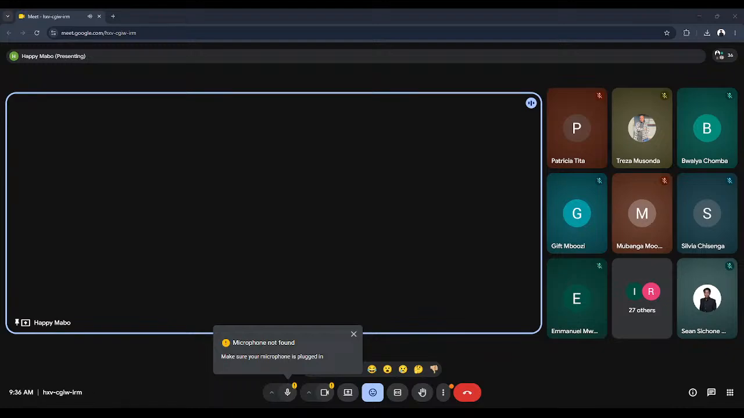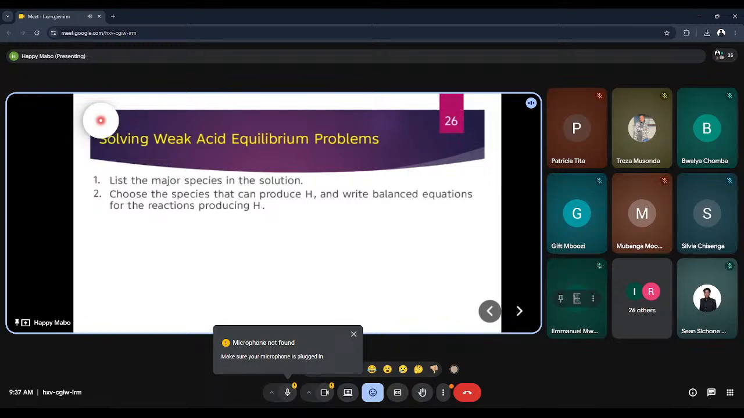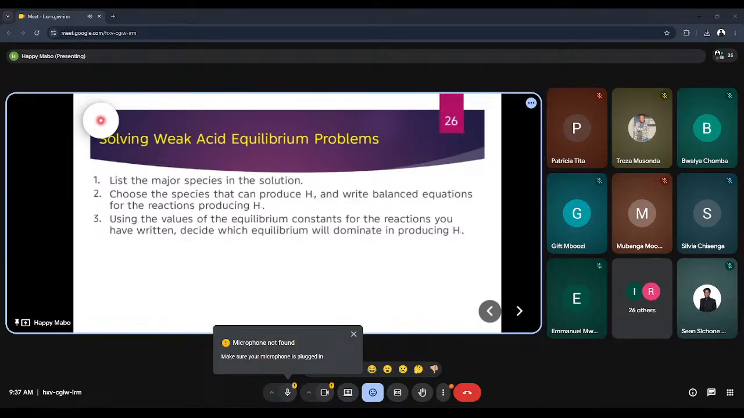We would need to list the major species in the solution. Whenever these dissociation equations are taking place, we are going to have a number of species that might be present in your solution, but we would have to focus on the major ones. Then once we list the major species, we'll choose the species that can produce hydrogen ions, and we would write balanced equations for the reactions where the production of hydrogen ions is taking place. Then we would need to use the values of the equilibrium constants for the reactions we have written to decide which equilibrium will be dominant in producing hydrogen ions.